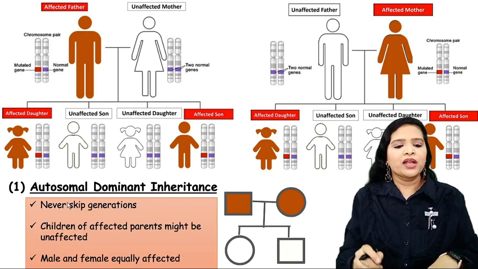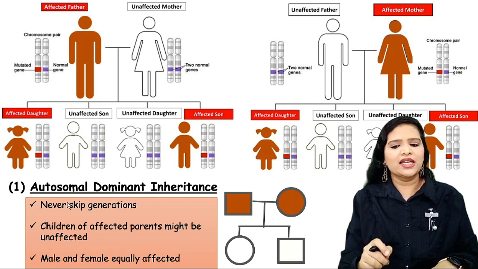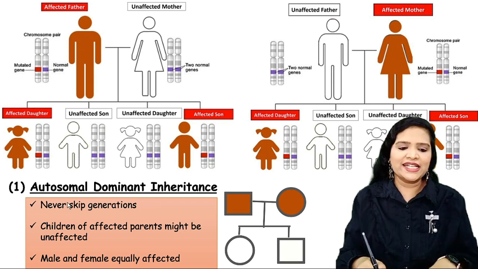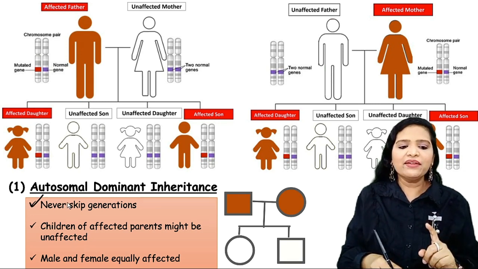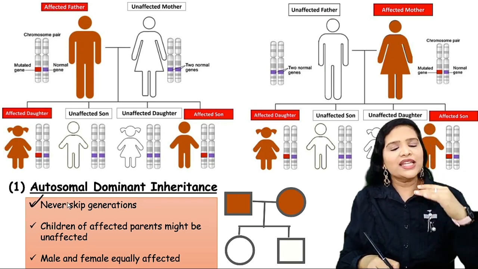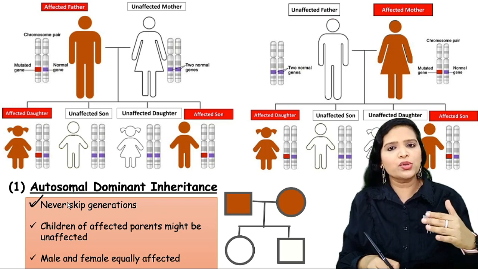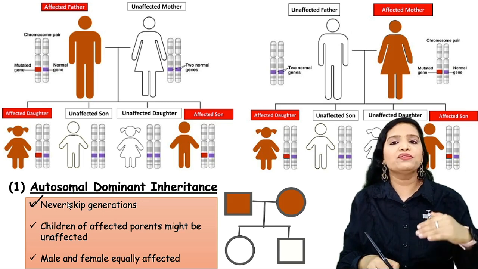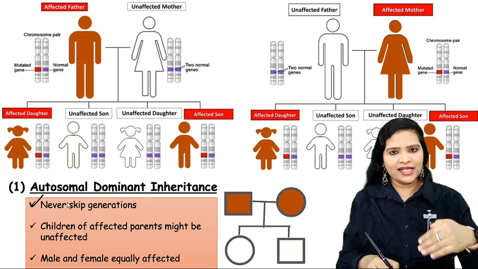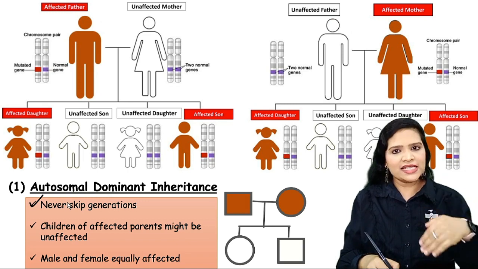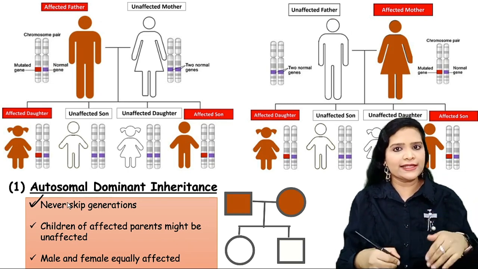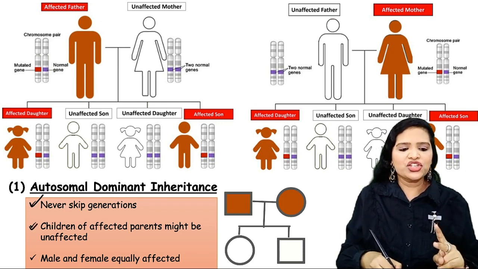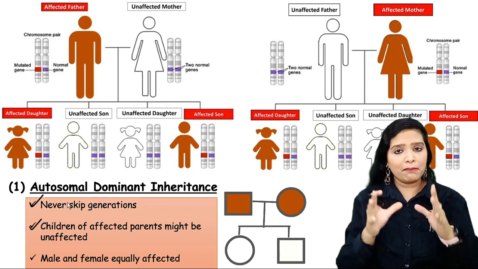So here, what is the important thing we have to understand? The rule to say this is autosomal dominant inheritance is that this type of inheritance never skips a generation. That's why we say this is an autosomal disease. This will be running in every generation. It won't skip a generation. If the grandfather is affected, then the next generation father will be affected, then the son will be affected, grandson will be affected, like this. Never skips a generation.